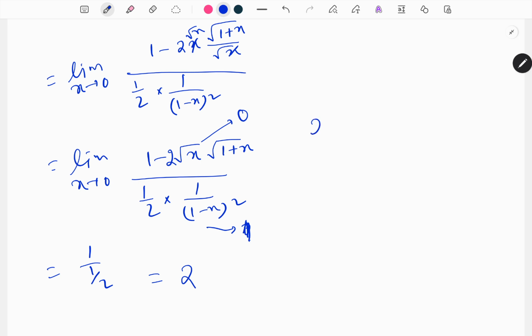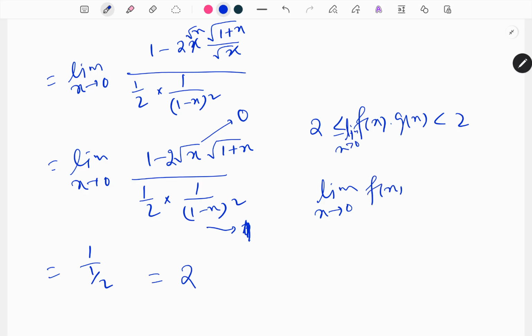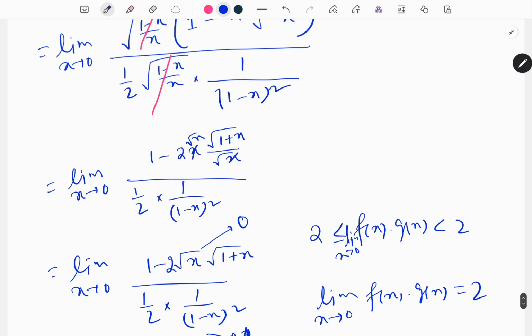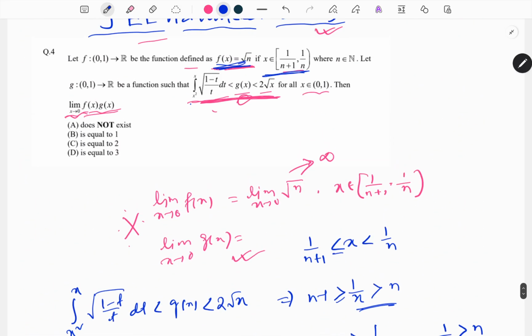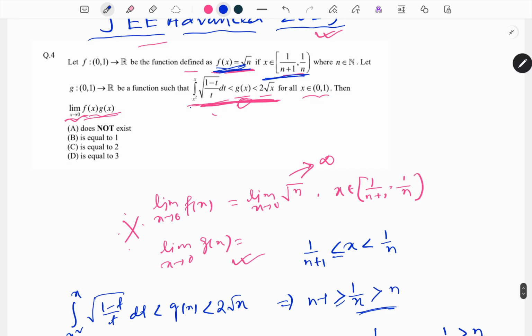So we got 2 is less than or equal to f(x) g(x), which is less than or equal to 2. So by the sandwich theorem, the limit as x tends to 0 of f(x) g(x) is equal to 2. See in which option it is given 2. So option C is correct. Option C says it is equal to 2. So option C is correct.